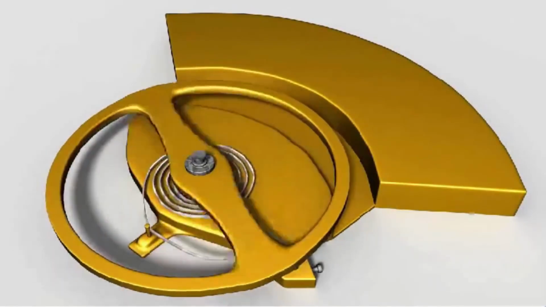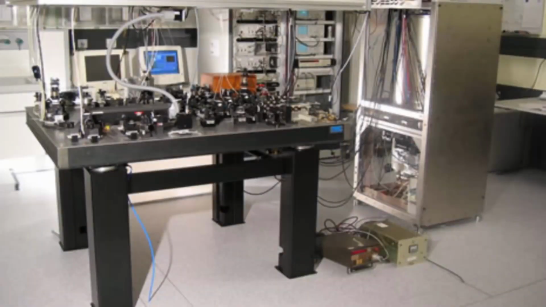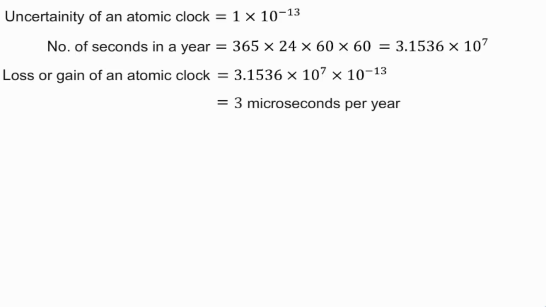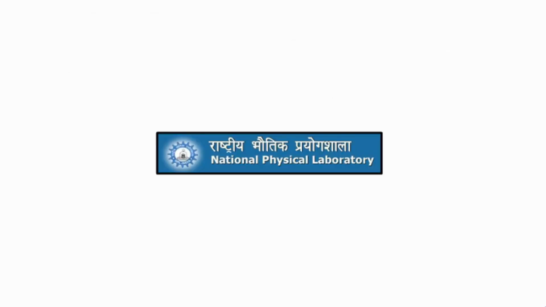The cesium atomic clock has an accuracy of 1 second in 1 million years, or an uncertainty of plus or minus 1 × 10^-13. The number of seconds in a year is 3.1536 × 10^7. Hence, the atomic clocks lose or gain no more than 3 microseconds in 1 year. That is why a cesium atomic clock is used at the National Physical Laboratory, NPL, New Delhi, to maintain the Indian Standard Time.